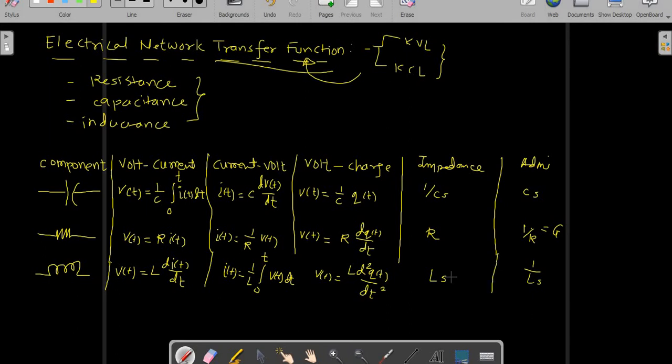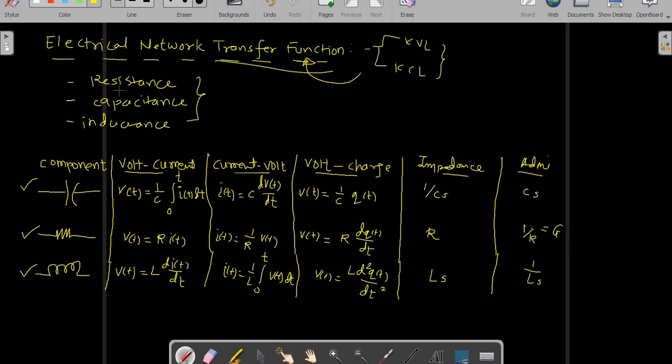So these are the three main passive components: capacitor, resistor and inductor, with their voltage current relation, current voltage relation, voltage charge relation, impedance and admittance. Now we need to keep this in mind so that we can solve problems that we will be discussing in our next part.